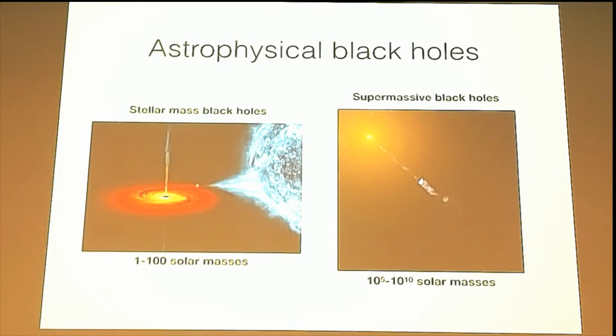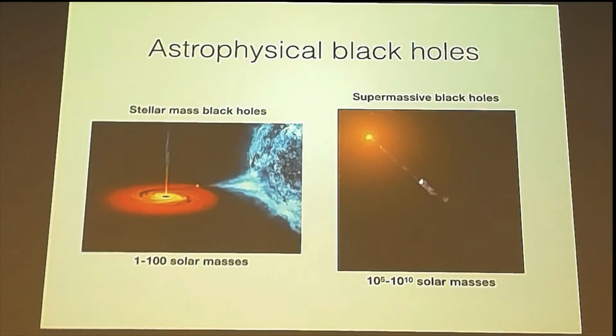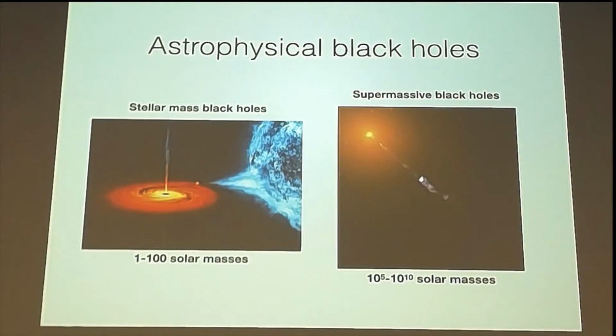And there are millions of these in every galaxy. They are all over the place. And then we have supermassive black holes, which weigh between 10 to the 5, so 100,000, and 10 to the 10 times the mass of our sun. And these black holes are found at the centers of all relatively big galaxies. So when I talk about black holes today, I'm referring to the supermassive black hole variety that reside at the centers of galaxies.